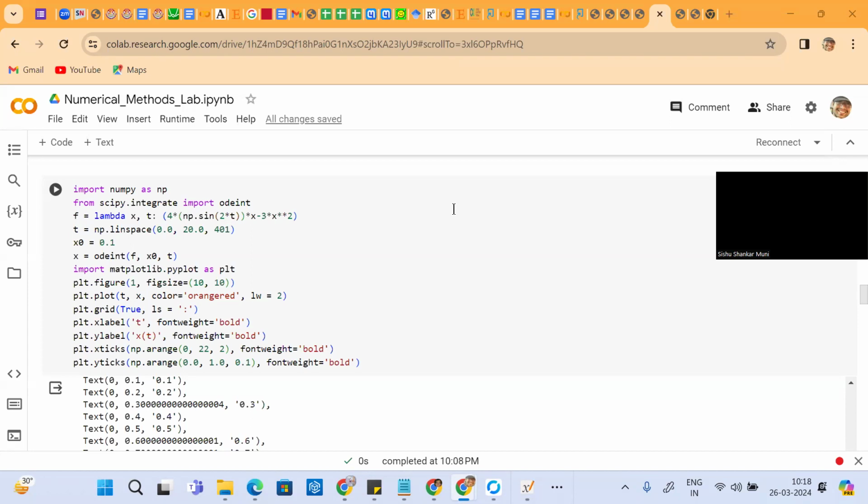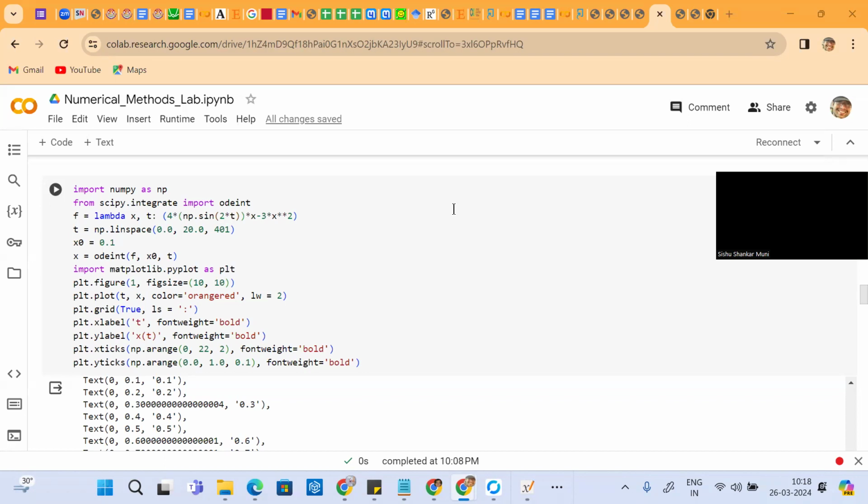All right. And you're defining f as a lambda function of x and t, as written on the board. Yes. So we want to solve this differential equation, minus 3x square, where x is varying between 0 to 20. So how does the function f look? We will solve this not using the Euler method or anything, but using odeint.